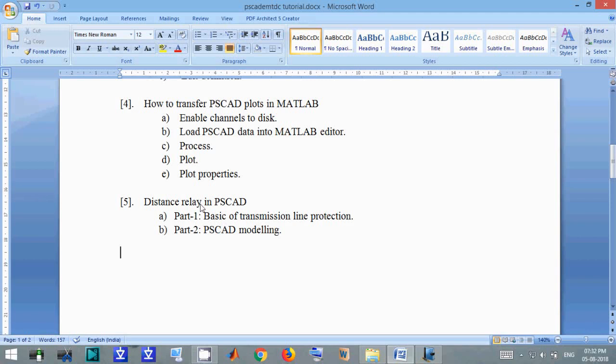In this tutorial, we will learn the distance relay in PSCAD. In this video, it is difficult to learn the basics of transmission line protection and the PSCAD model in a single video. So I will make the first video, part 1, the basics of transmission line protection. In the next video we will learn the PSCAD modeling. So first, part 1, basics of transmission line protection.